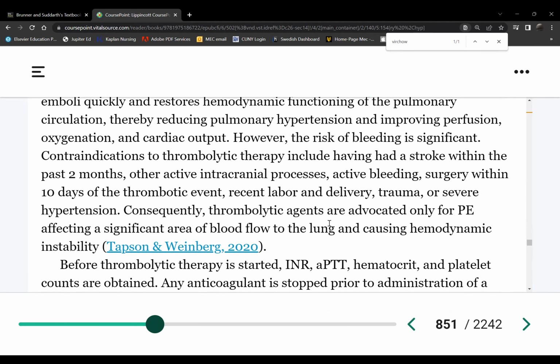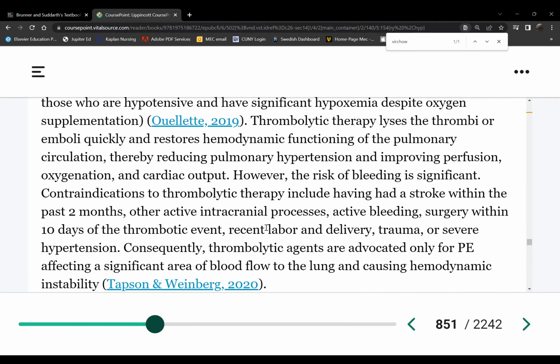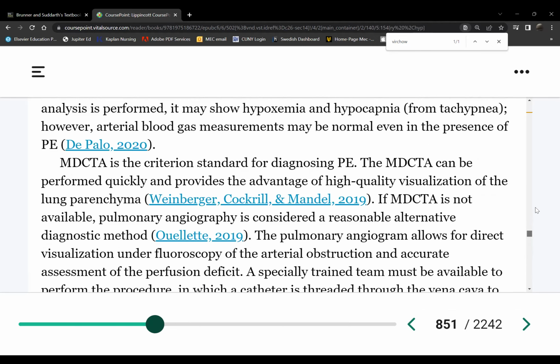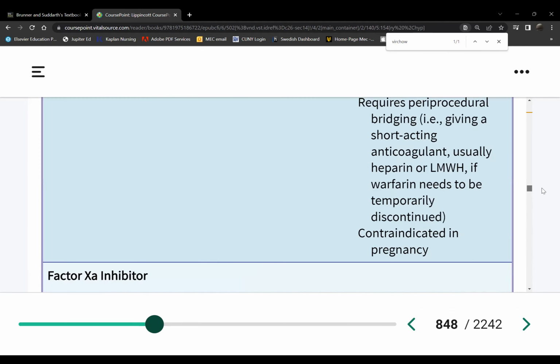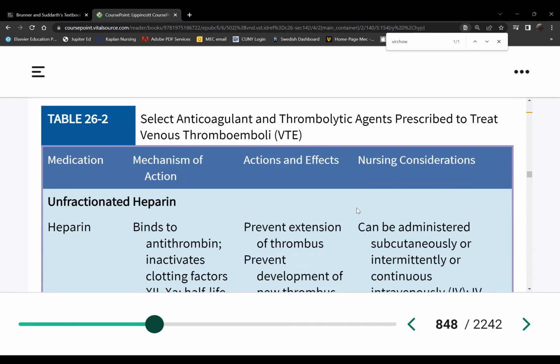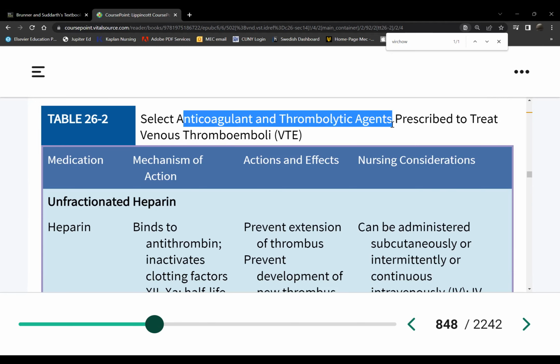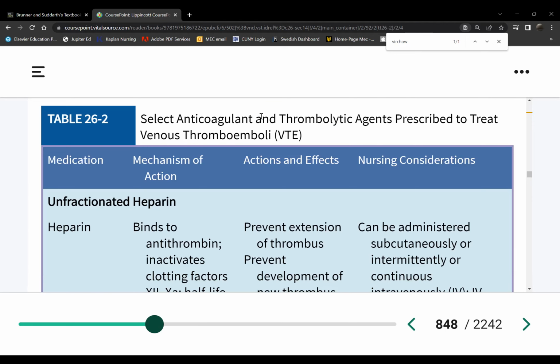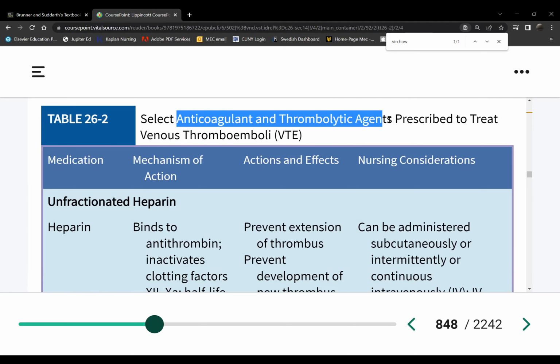Let's review the drugs again. Let's go back up under DVTs, table 26-2. Let's review the therapy. The treatment for DVT or PE can be anticoagulants or thrombolytic agents. So what's the difference between the two? Aren't they the same? No. Why not? The thrombolytic agents break up clots.